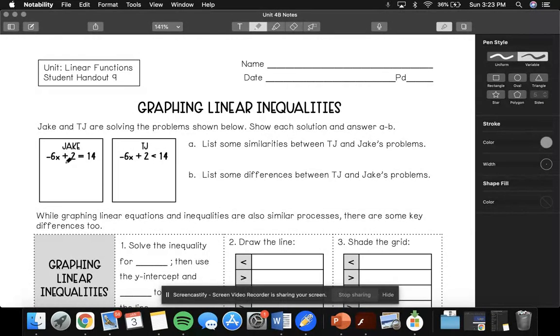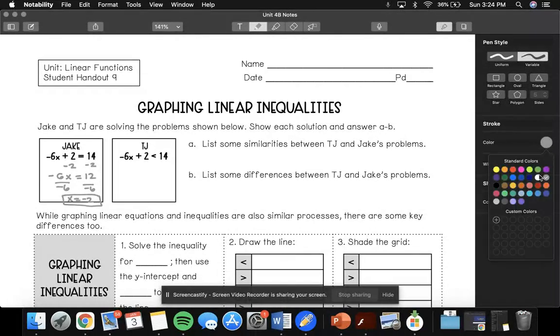So let's just go ahead and solve the first one. So for Jake, we would subtract 2 and get negative 6x is equal to 12. We would divide by negative 6, and x would equal negative 2. So the only answer for Jake is negative 2.